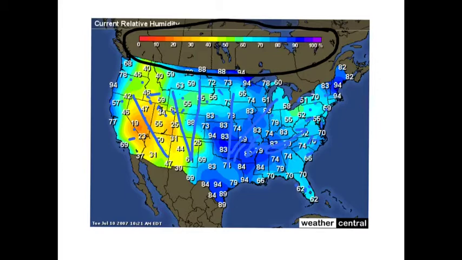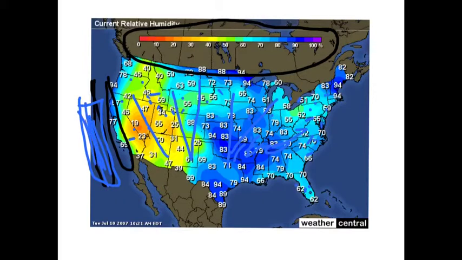A psychrometer measures relative humidity. A psychrometer is made up of two thermometers, one of which is covered with a wet cloth. Relative humidity is greatest when air is moist. It is small when air is dry.